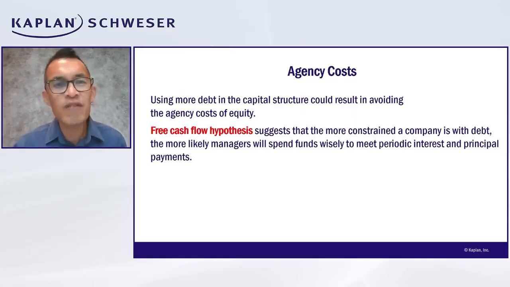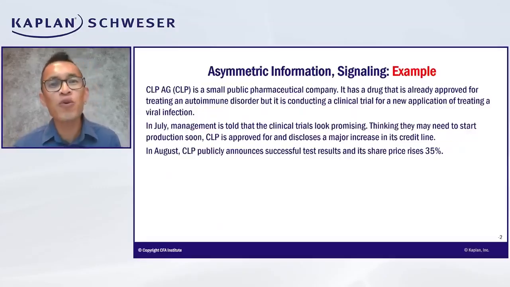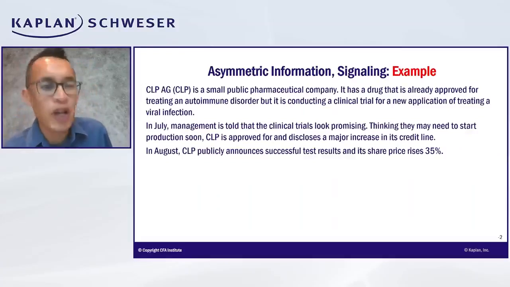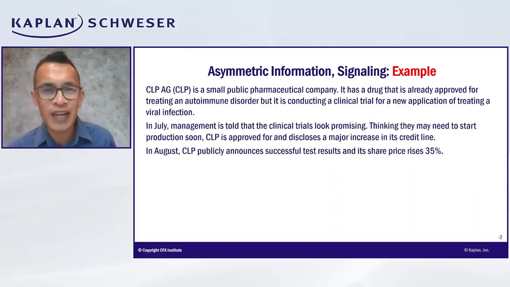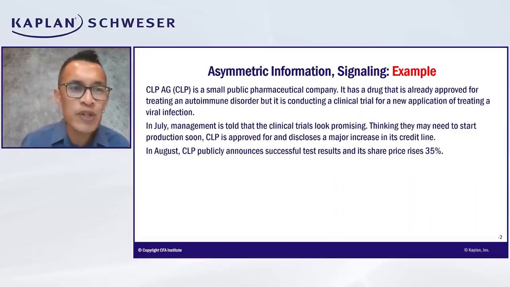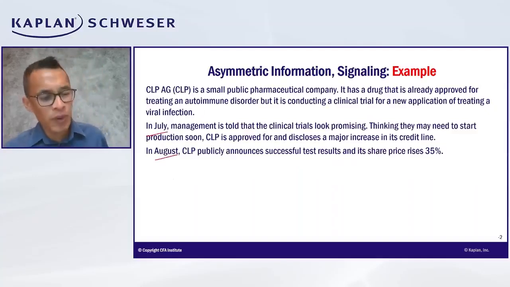All right, so let's look at a final slide here. Just a brief example of asymmetric information and signaling that could occur in real life. Okay, so to demonstrate the asymmetric information, have a look at the case facts here. All right. So notice the time difference, okay? So we've got July and August. So there's a one month time difference between management knowledge of the positive results of the clinical trials in July and then the subsequent public announcement in August.